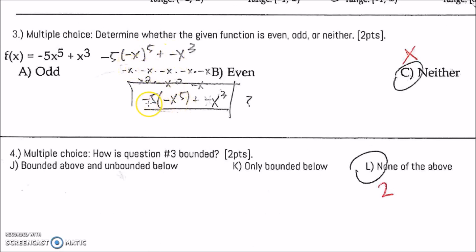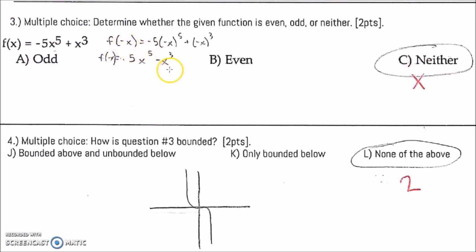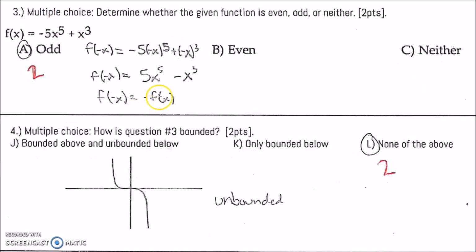Alright, for question number 3, the student substituted negative x. Recognize negative x to the 5th. They should have just simplified and then seen if you can factor out a negative 1. Here the student recognizes that after you substitute negative x, factoring out a negative 1 gives the opposite of what we started with, which is odd, which is correct.